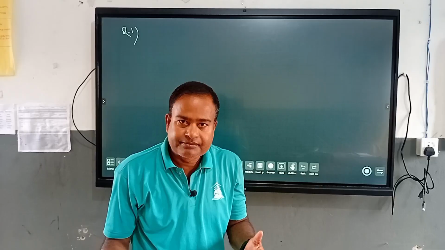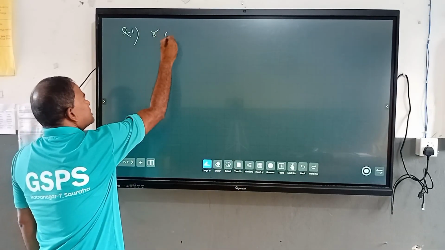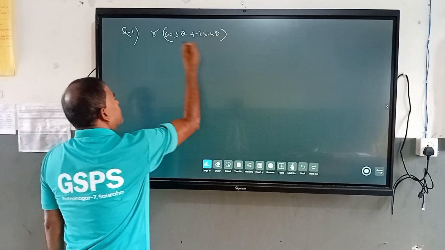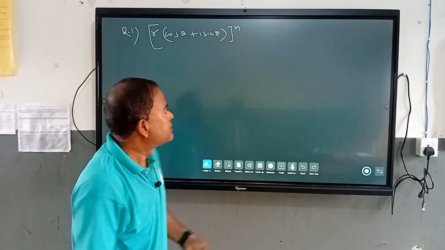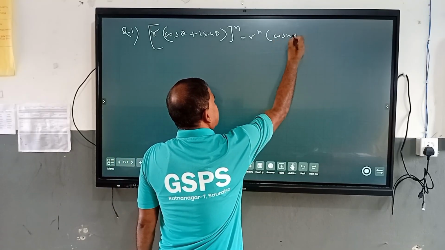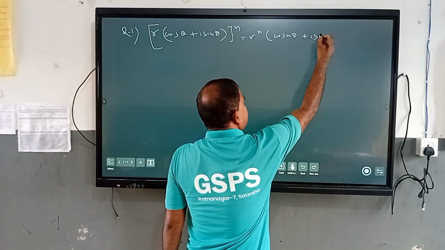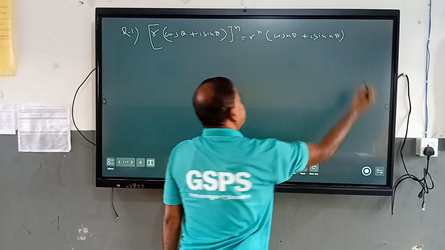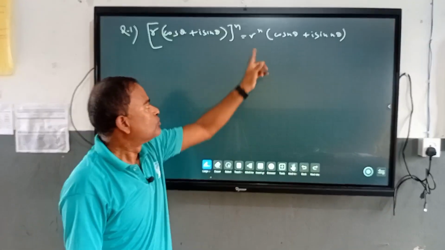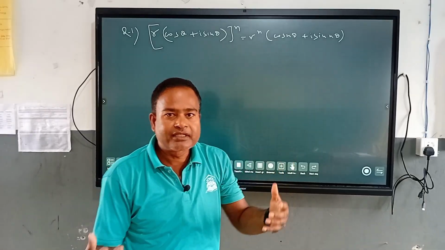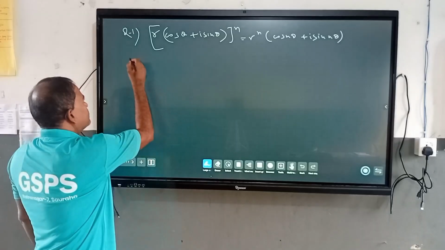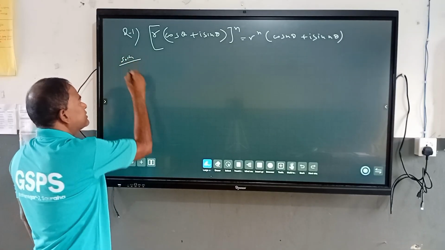According to De-Moivre's theorem, (r(cos theta + i sin theta))^n equals r^n (cos n theta + i sin n theta). The power, that means n, multiplies both the cosine and sine angle. So this is called De-Moivre's theorem. Now we are going to prove De-Moivre's theorem.